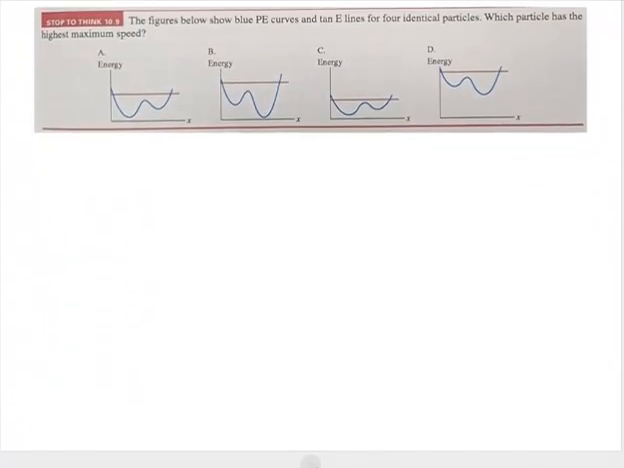Now, the figures below show blue potential energy curves and tan energy lines for 4 identical particles. Which particle has the highest maximum speed? What do you think? B. Agreed. Everybody thinks B. Why? Starts the highest, goes the lowest. Because of the gap. Draw your potential and your kinetic, and you'll see that that one obviously has the greatest kinetic energy.